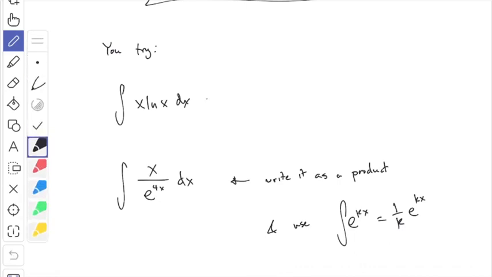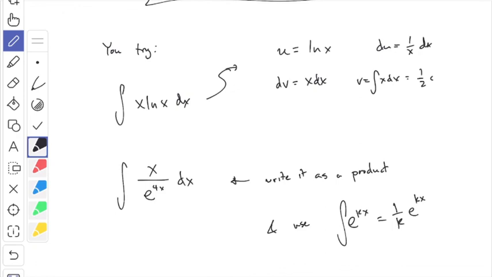In this case, you should choose u as ln x, because that one is going to get nicer after taking the derivative. The du becomes 1 over x dx. That means I must choose dv to be x dx, and unfortunately v will be the integral of x dx, which does get slightly more complicated, but it's going to work out fine. This should be 1/2 x squared.